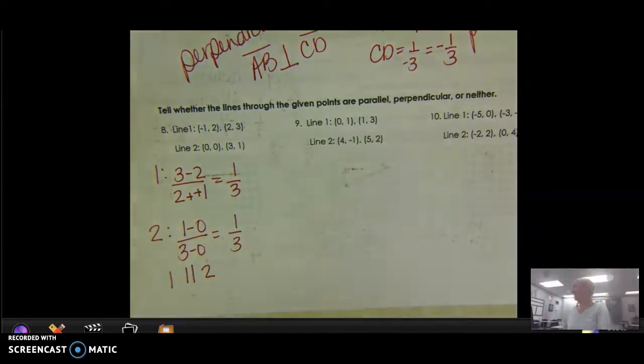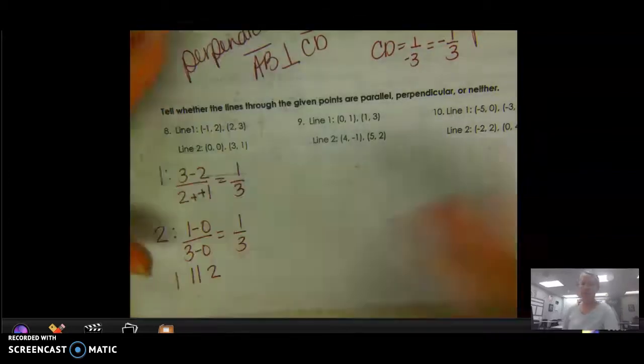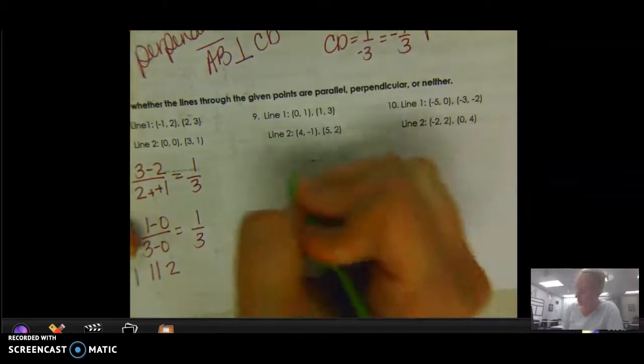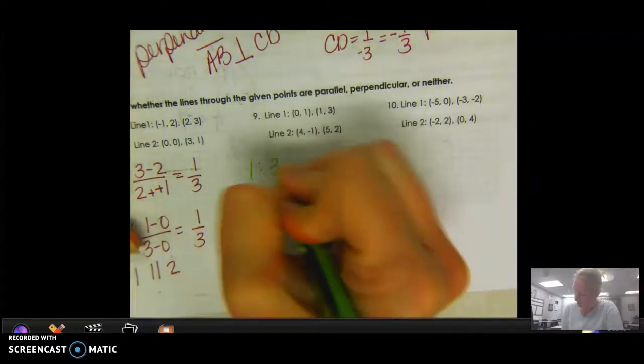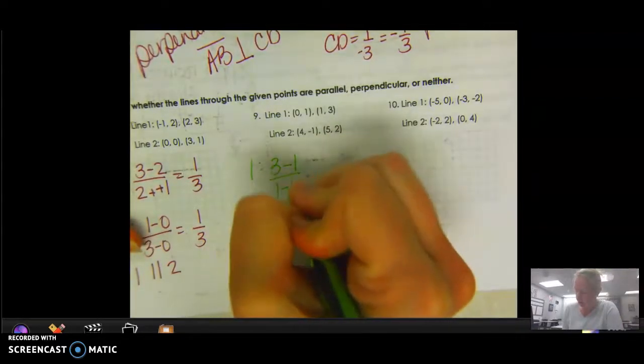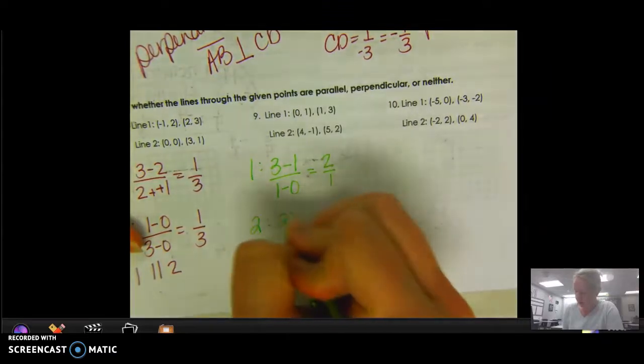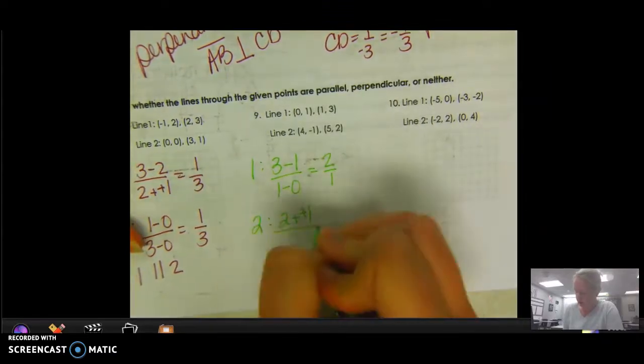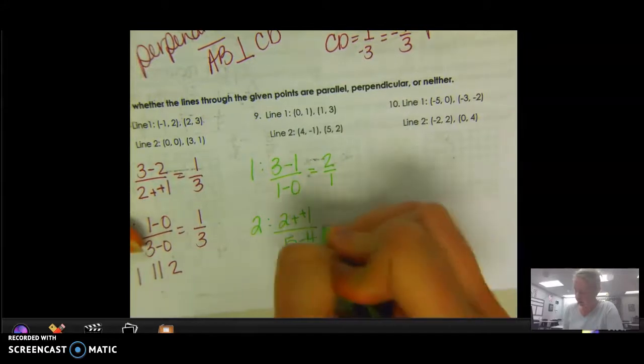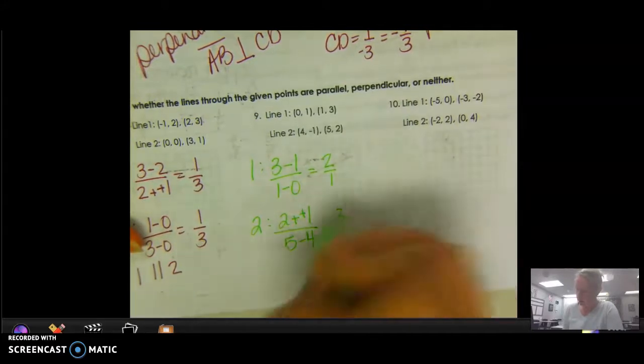Go ahead and pause me and do the next two completely on your own, 9 and 10, and then unpause me when you're done. Line 1 here should have been 3 minus 1 over 1 minus 0. That gives me 2 over 1. Line 2 will be 2 minus negative 1, so 2 negatives make a positive, over 5 minus 4. That's 3 over 1. So they are neither.